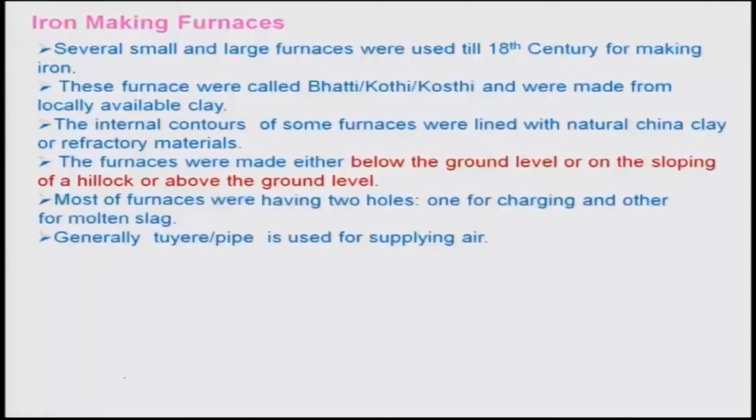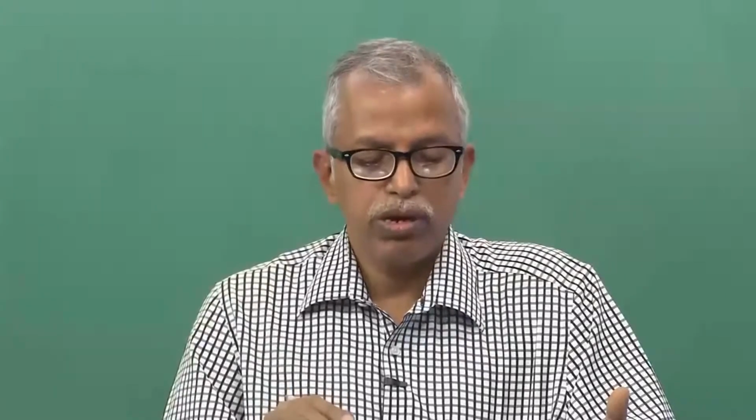If you look at them, these are very simple, and a lot of innovation was used by various people to make them different and also to use the local material. The internal contours of some of the furnaces were lined with natural china clay or refractory materials. Like even today in a blast furnace or other places, furnace linings are used, particularly refractory materials as furnace liners.